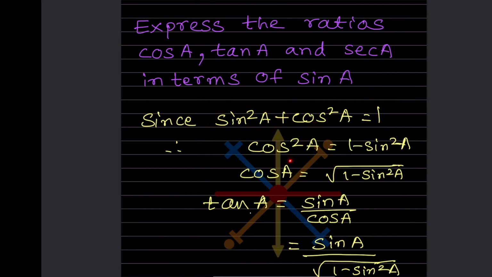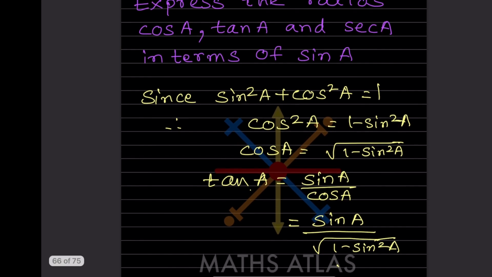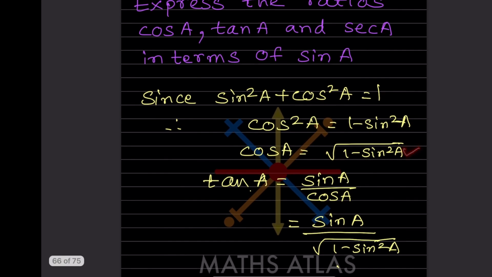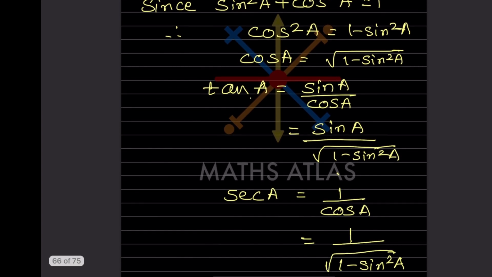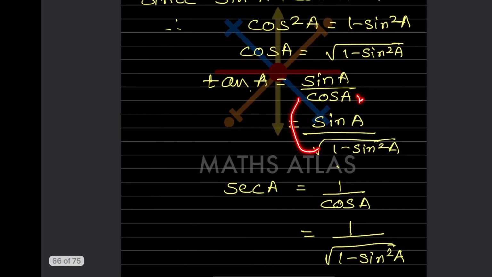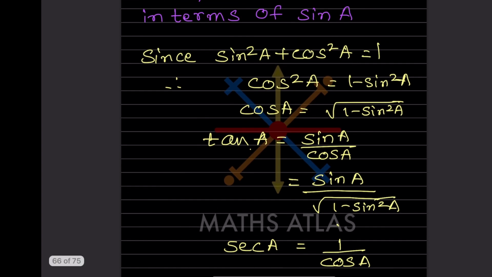Now when we take the square root of both sides, cos A is the root of this whole part. This is for cos A. Now let us see tan A. Tan A is sin A by cos A. Sin A we write as it is, but in place of cos A we write this part, because we got cos A as this. So tan A is sin A divided by root of 1 minus sin square A.